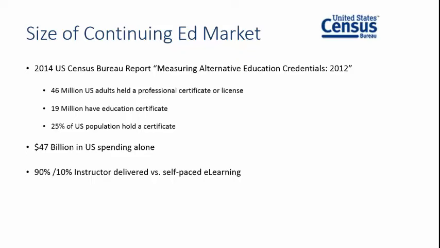We only dug as deep as looking at the most readable access here in the U.S., but 46 million U.S. adults hold some sort of professional certificate, and almost 20 million have an educational certificate. All in all, that accounts for 25%, 1 out of every 4 of the adult U.S. population engaged in ongoing continuing education.